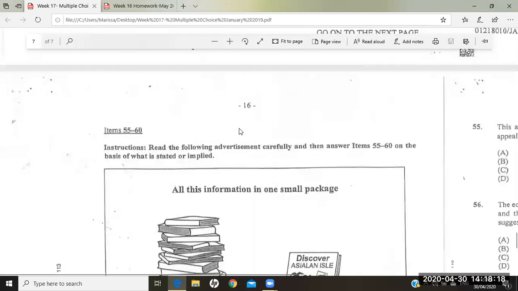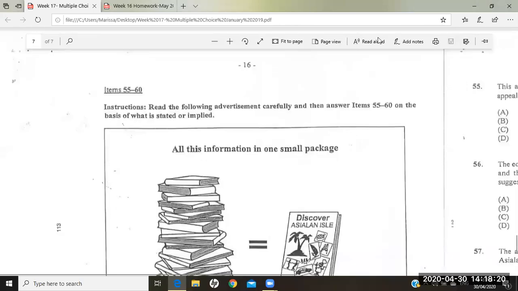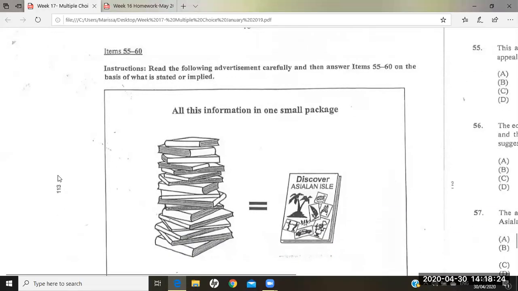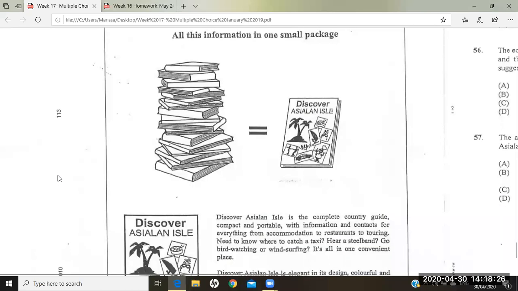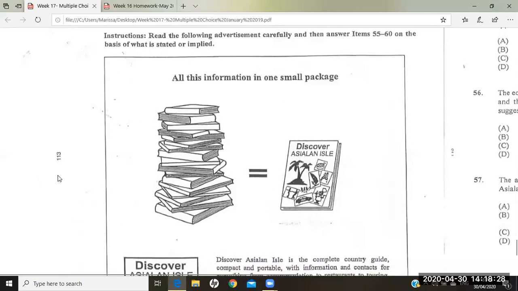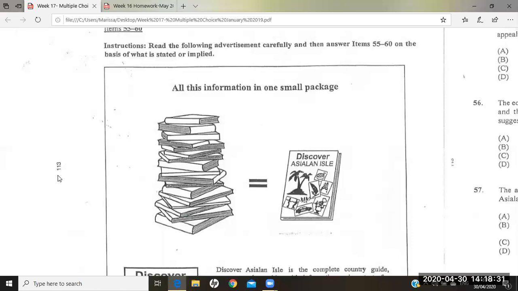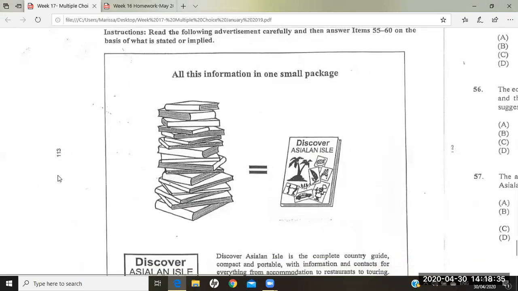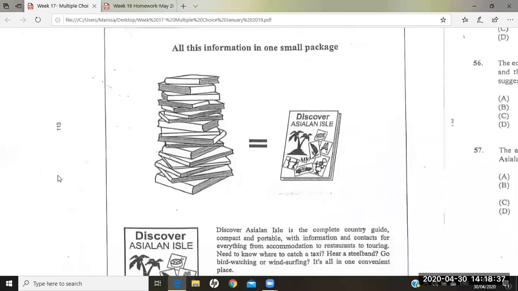Okay. So I want you to look at this ad. This is the first time that we're doing this ad. This ad is really short. And let's see what they have to say, right? So it says, read the following advertisement carefully and then answer items 55 to 60 on the basis of what is stated or implied. So this is the first half of the ad.